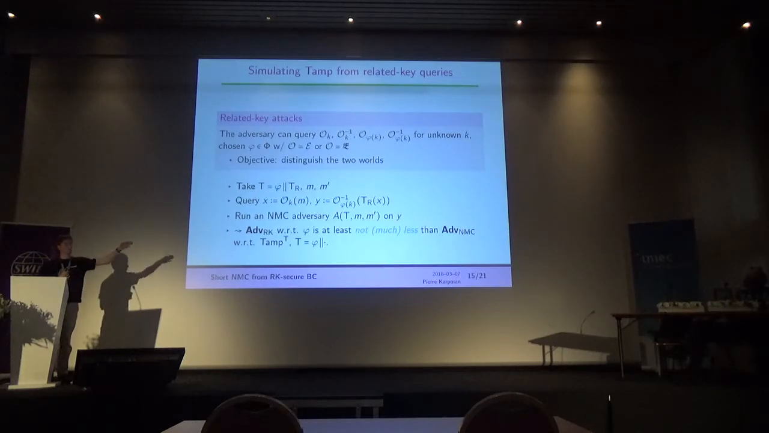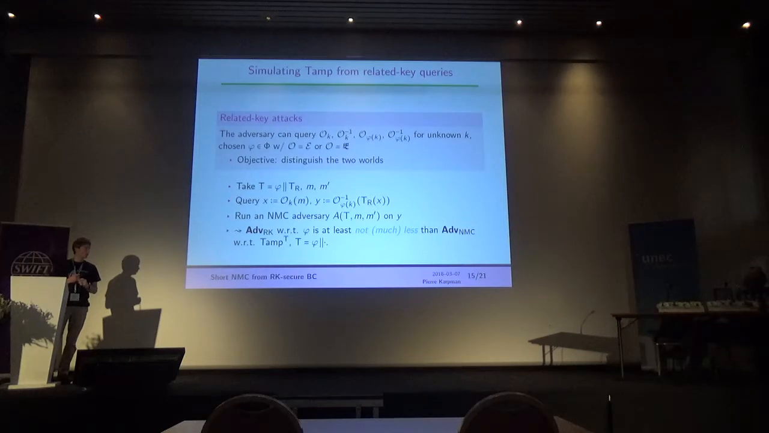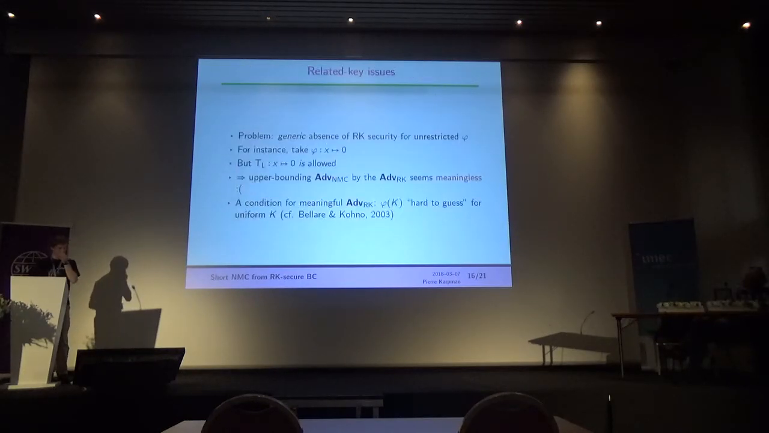When the tempering function is this one. And so of course, maybe there are better related key security algorithms, but you can always use this strategy. So that sounds nice, but actually it's not really enough, because we have a big problem with related key security. If you don't restrict the related key function space, then you have no security actually.